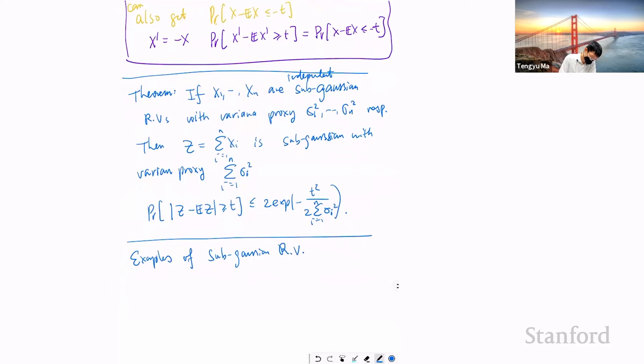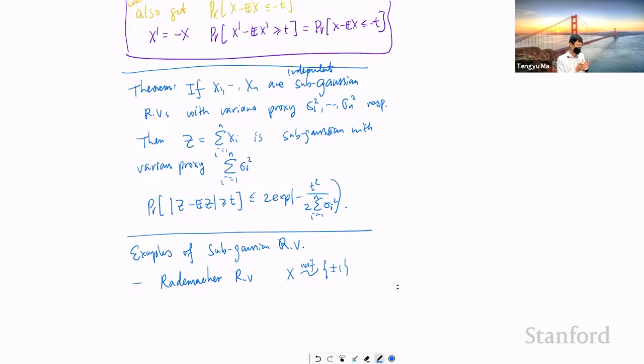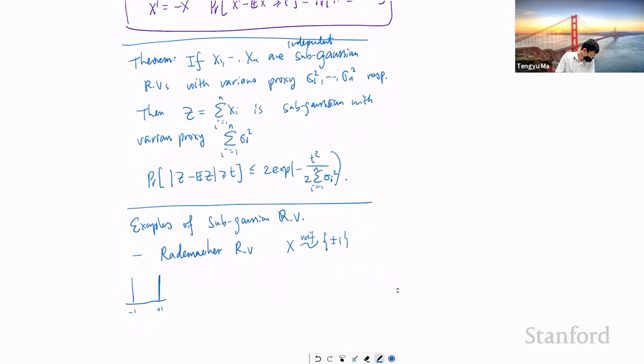For example, a Rademacher variable just means that X is uniform from +1 and -1. I claim this one is sub-Gaussian. The reason is intuitive: if you look at the density, you have a spike at 1 and a spike at -1. So the density decays very fast after you go outside +1 and -1. It decays extremely fast. It becomes 0. That's why it's sub-Gaussian.